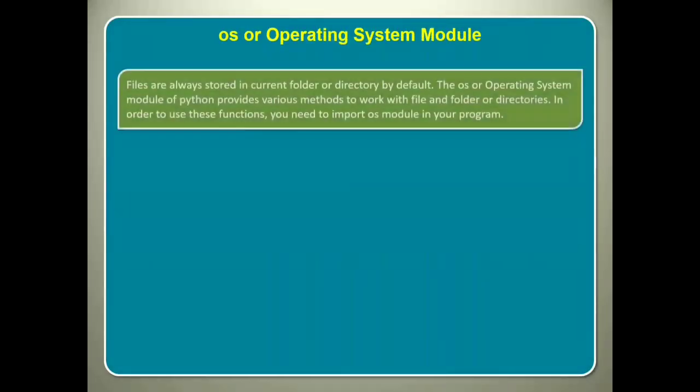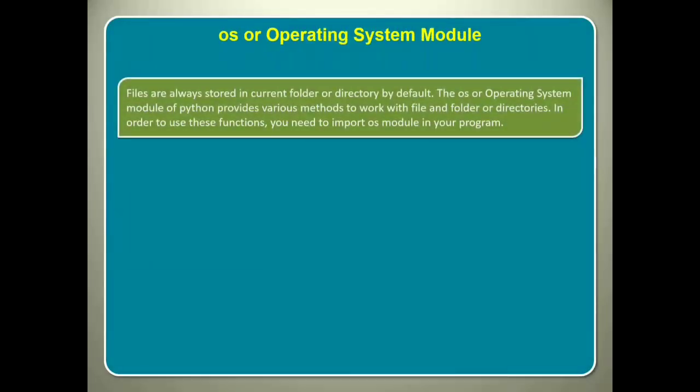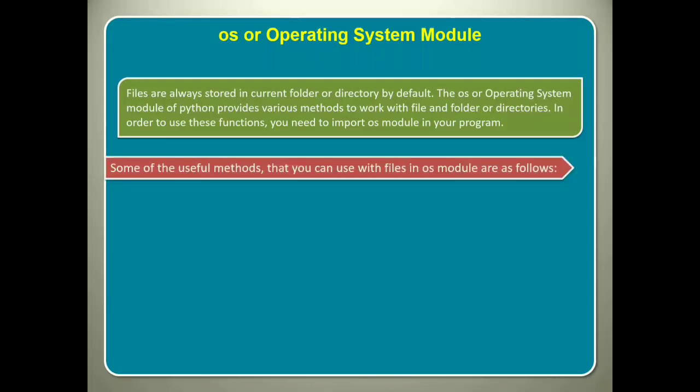Files are always stored in the current folder or directory by default. The OS or operating system module of Python provides various methods to work with files and folders or directories. In order to use these functions, you need to import the OS module in your program. Some of the useful methods that you can use with files in the OS module are as follows.